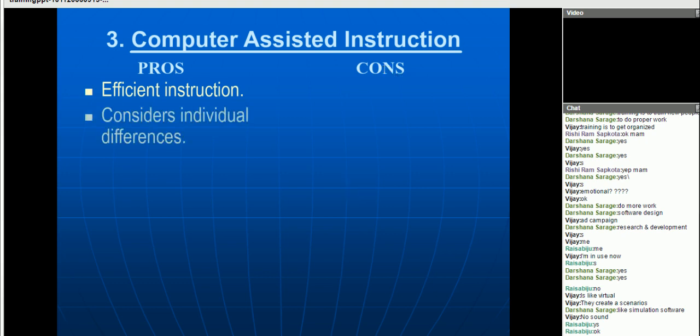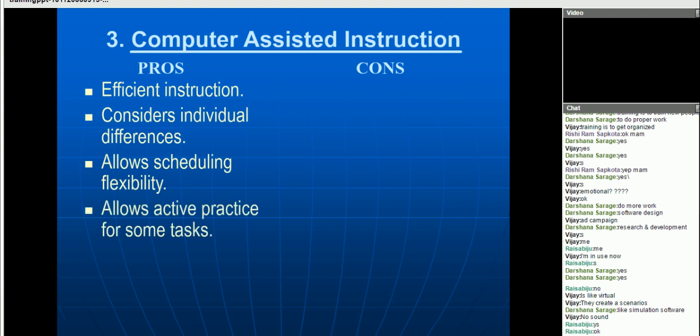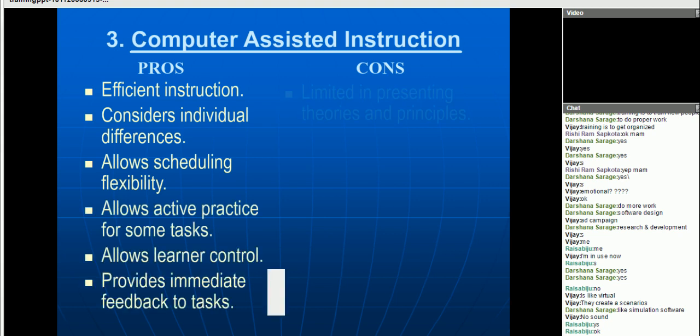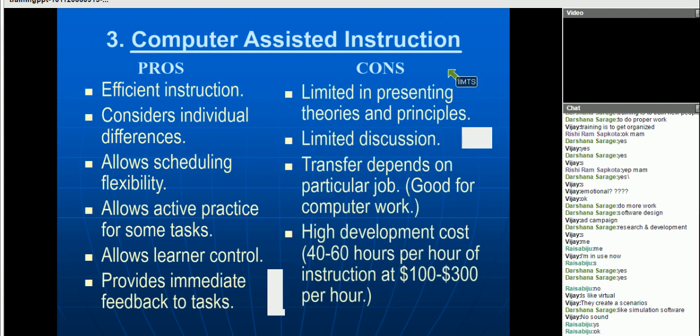So computer assisted instruction, the pros and cons. So the basic cons are the transfer depends on the particular job, like good for computer work, and the cost is very high, 50 to 60 hours per hour of instruction at $100 or 300 per hour. It's an expensive affair.